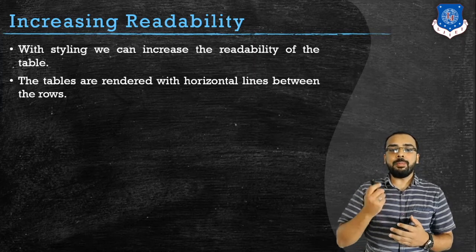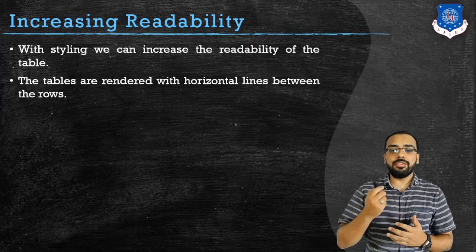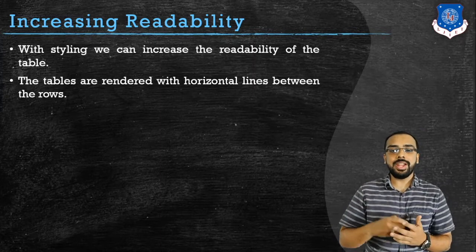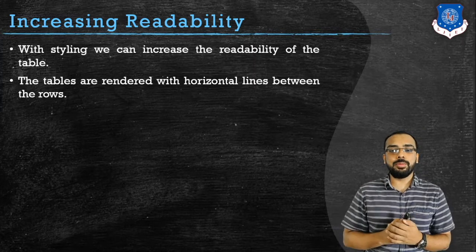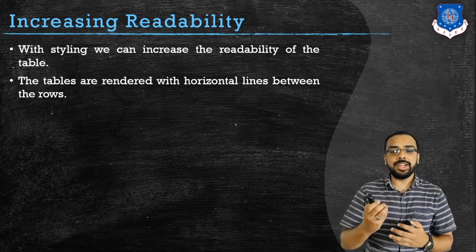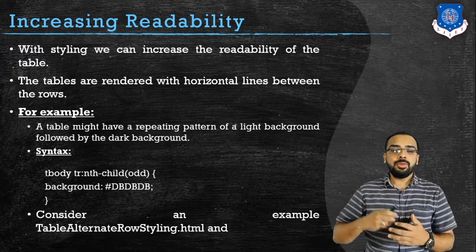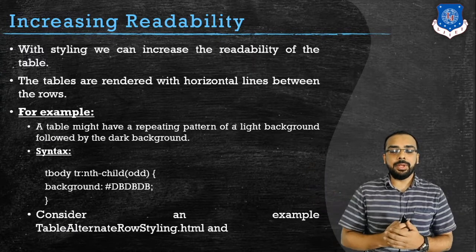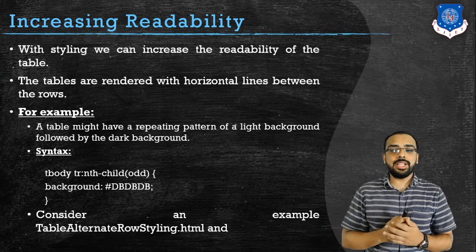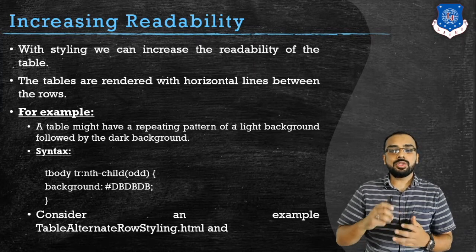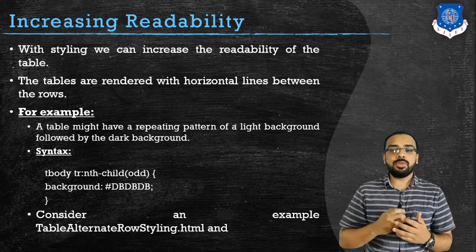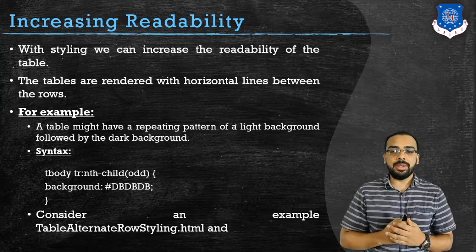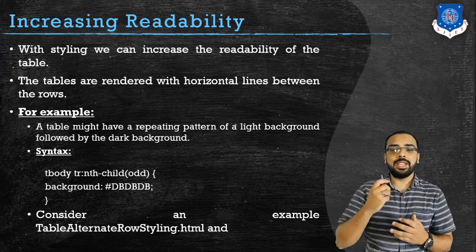Now we want to bifurcate these different rows, so that the odd number of rows should be of the same color and the even number of rows should be of the same color. Let us consider an example. You can see over here is an example. What we are trying to do is increase the readability of our table. So how are we increasing it? In this particular table, the odd number of rows have the same color.